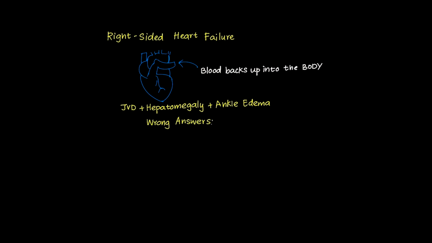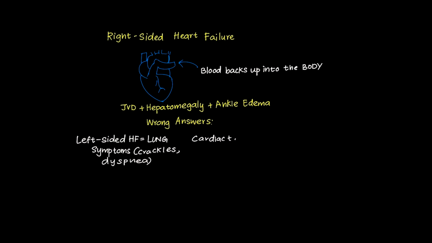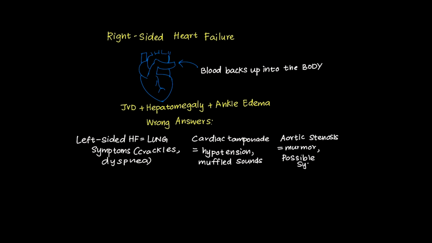Left-sided heart failure is different. It affects the pulmonary circuit, so you'd see lung crackles, shortness of breath, and orthopnea. Not the peripheral signs described here. Cardiac tamponade is fluid compressing the heart from outside, causing hypotension and muffled heart sounds. Aortic stenosis narrows the aortic valve and might cause a murmur or syncope, but doesn't produce this systemic congestion pattern.